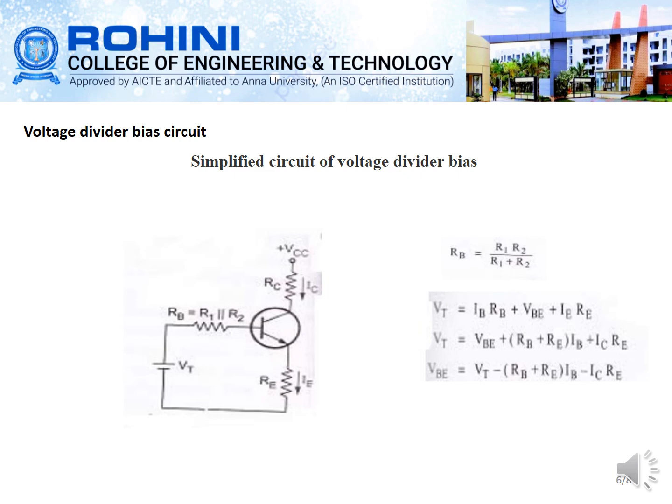From this equation we are calculating the value of VBE. You can take the VBE term to the left hand side and the other terms to the right hand side, so that you will get VBE is equal to VT minus RB plus RE into IB minus IC into RE.